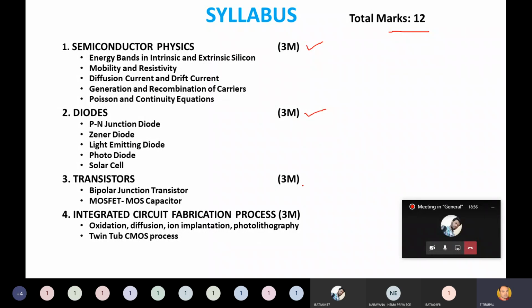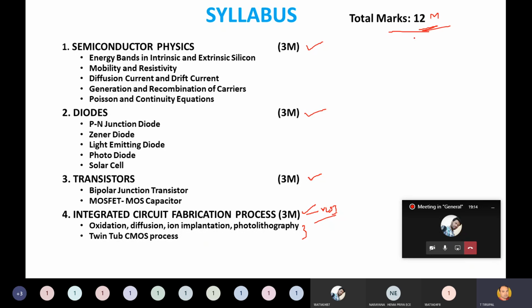Transistors may be bipolar junction transistors, BJTs, and MOSFETs, metal oxide semiconductor field effect transistors, or FETs. In total you'll be getting 3 marks. And the last topic is integrated circuit fabrication process, which is an introduction to VLSI. It has different process steps like oxidation, diffusion, ion implantation, photolithography, twin tub CMOS process. All this carries 3 marks. So completely you'll be getting 12 marks in electronic devices and circuits.